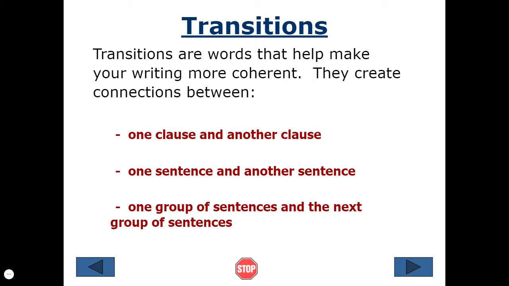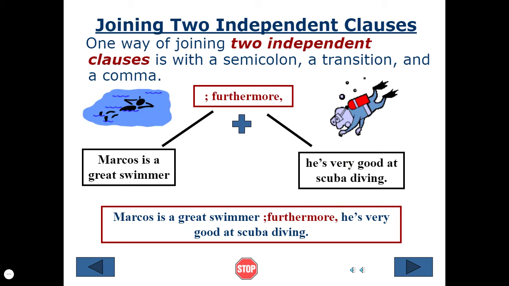And you can use transitions in one of three ways: between one clause and another clause within a sentence, between two sentences, or between groups of sentences or paragraphs. So if we're going to talk about within a sentence, we're talking about joining two clauses. So one way to do that within a sentence is to use a transitional word or phrase.